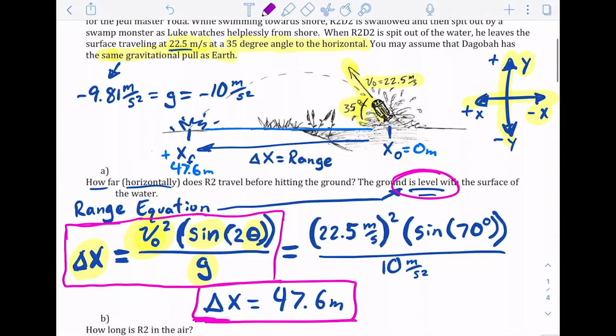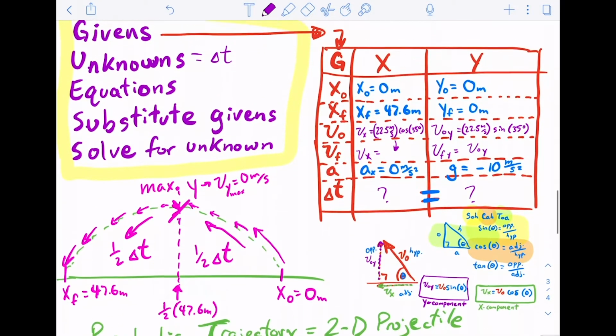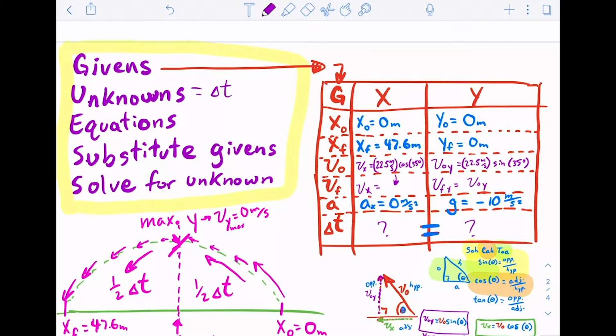At this point, R2-D2 is going to land on the ground 47.6 meters away from where he was spit out. But how long does that take? What is R2-D2's hang time in the air? So we're going to pick up in the GUESS method here. We just got our givens written out. We've got our unknown established, and we want an equation that connects these.